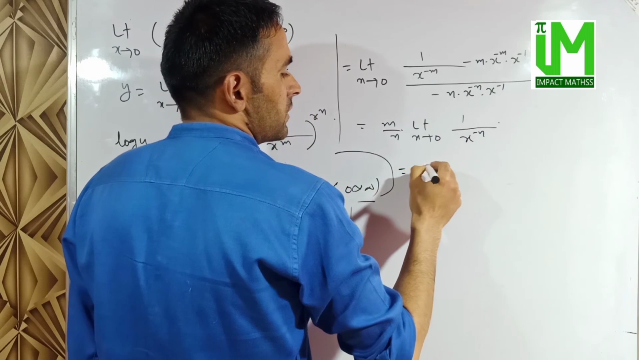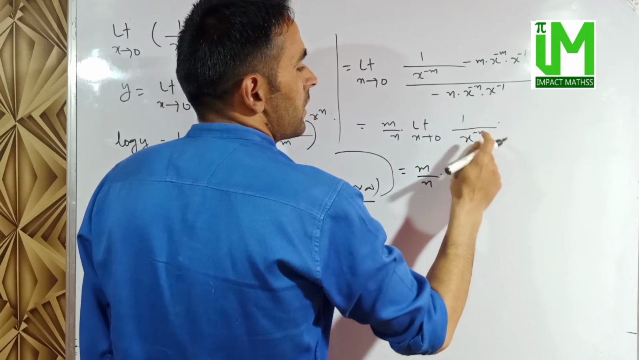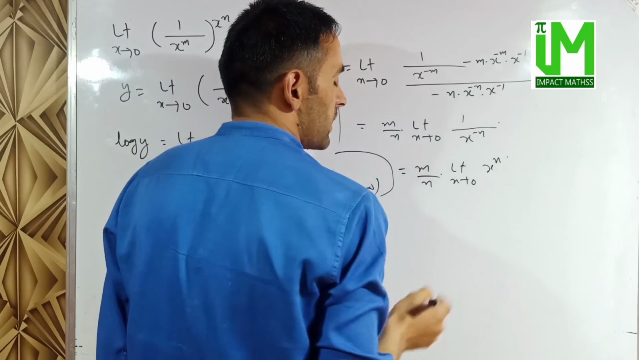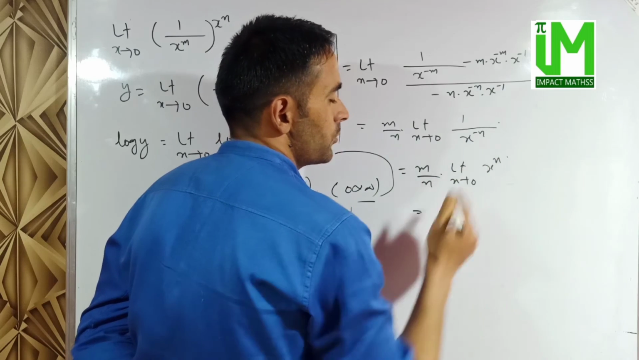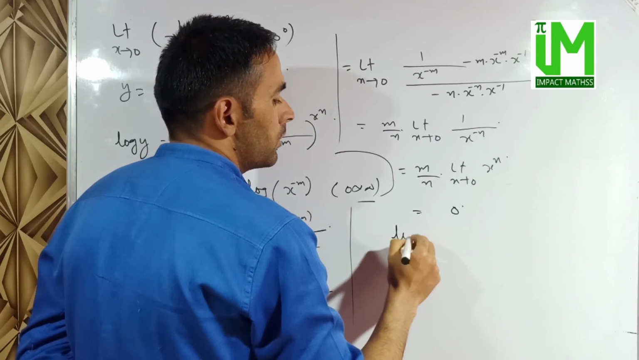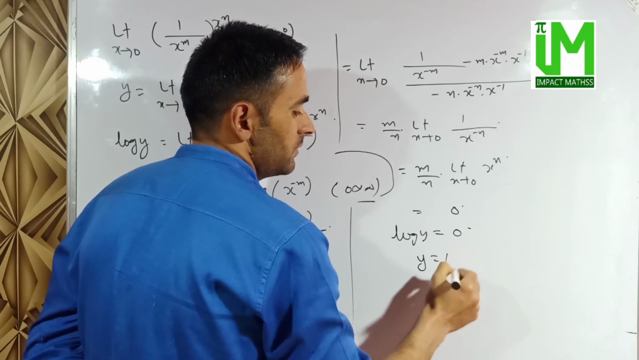So next we can write this as m by n limit x tends to 0, x raised power minus n ऊपर आएगा, so it will be x raised power n. And when x approaches to 0, this whole thing will be 0. So log of y is equal to 0 implies y is equal to 1.